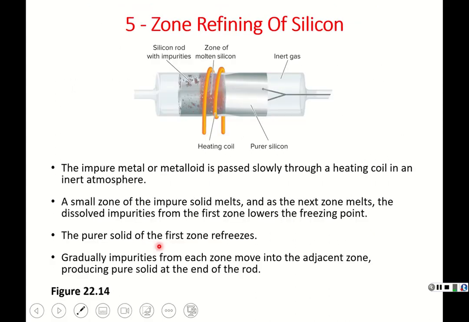So one example of zone refining, which I said there weren't examples of, but this would be an example. You pull impure silicon through a heating coil. In the general area of the heating coil, you get molten silicon, and you're pulling through this very slowly. As you pull it through, the impurities in that silicon rod stay in that molten region, and then the solid silicon that comes through the other side is pure.